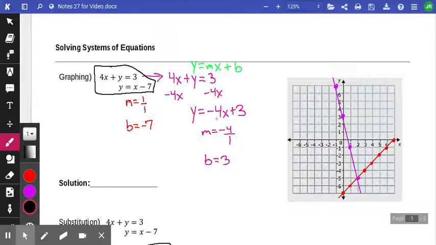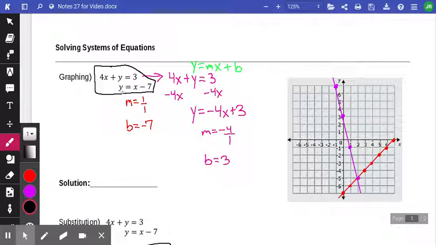We identify the number in front of the x as negative 4, so the slope is negative 4 over 1. The y-intercept is 3. So we plot that point on the y-axis, and then we move down 4 since it's negative, and then to the right 1. So our line is going down. But it's a system, which means not only do we have one line, but we have two.